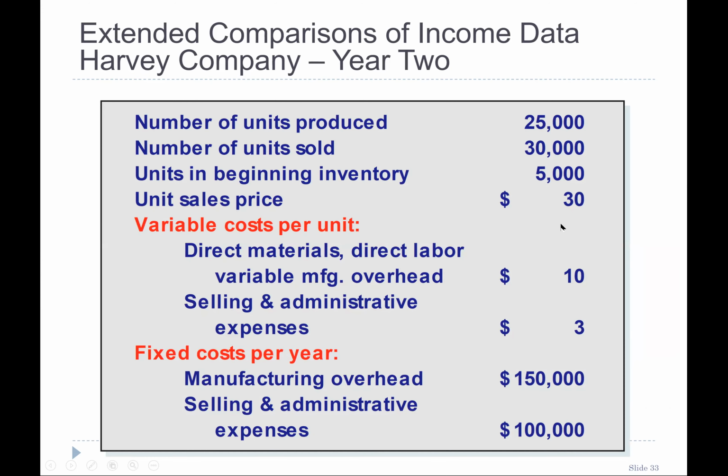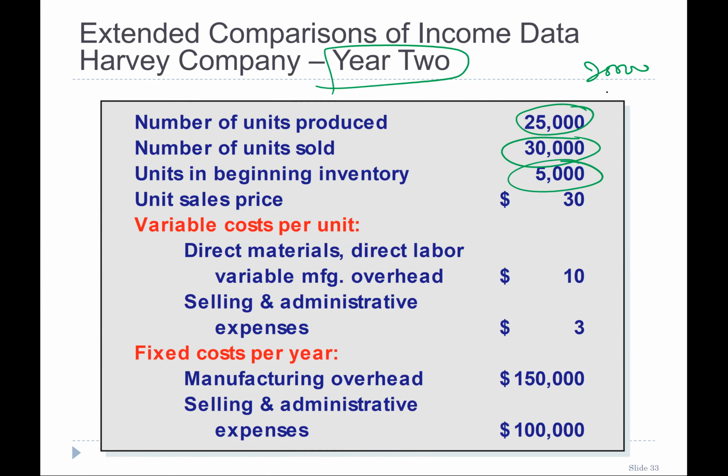And now let's talk about year two. What happened? In year one we sold 20,000, and in year two we sold 30,000. So we have 5,000 beginning inventory that is carried over from our previous year. This year we also produced 25,000 units.